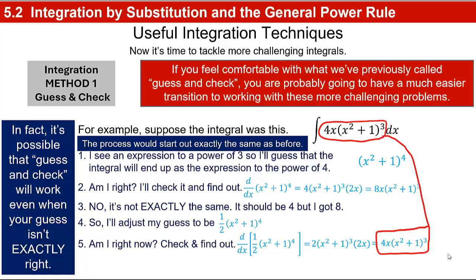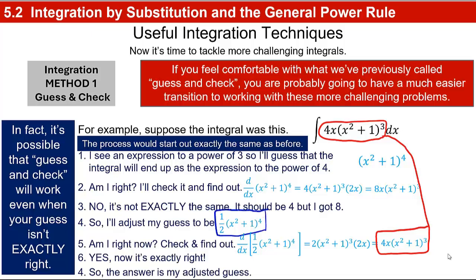So my adjusted guess was correct. My original guess was off by a constant, but my adjusted guess is spot on. It's exactly right. That means my adjusted guess is the answer. My original guess was off by a factor, but my adjusted guess is exactly right. And if it's exactly right, then that is the answer.